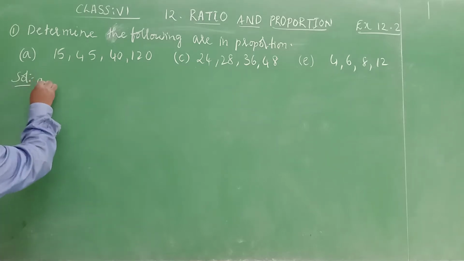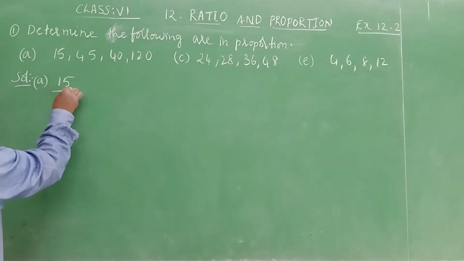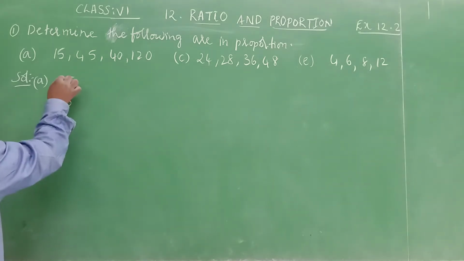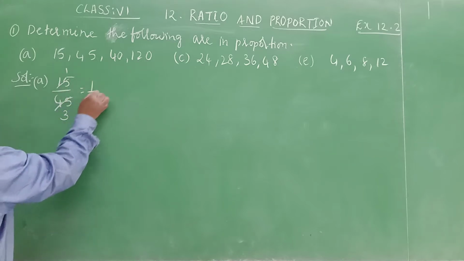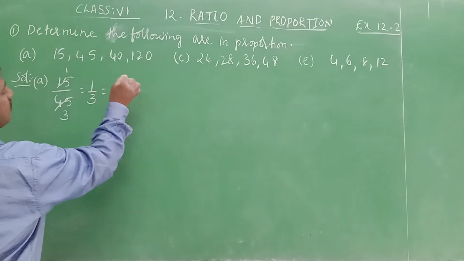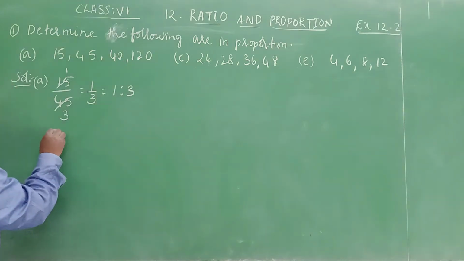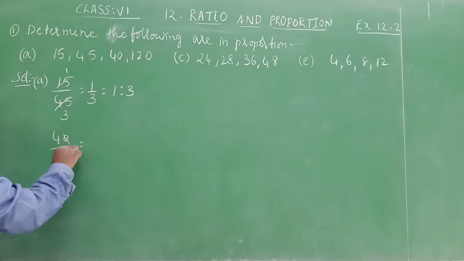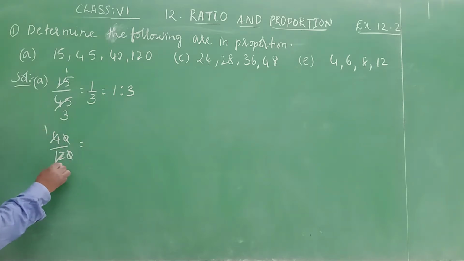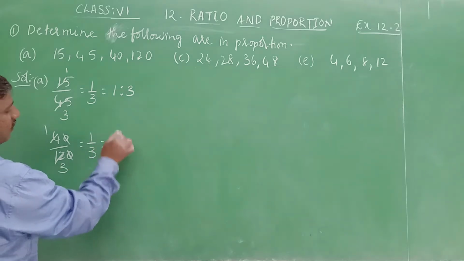So here, in the first bit, what is the first term? 15. Second term 45. So 15 by 45. 15 ones are 15, 15 threes are 45. That is 1 by 3, which is 1 is to 3. Same ratio. Next, third and fourth term, it is 40 by 120. The zeros cancel. 4 ones are 4, 4 threes are 12. That is 1 by 3, which is 1 is to 3.